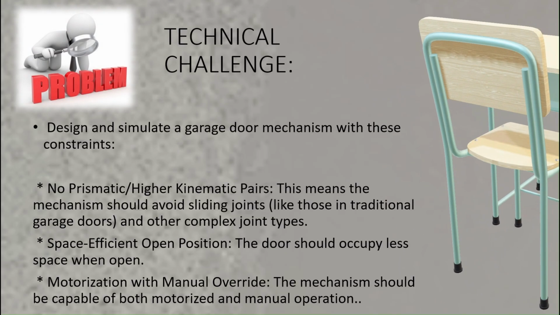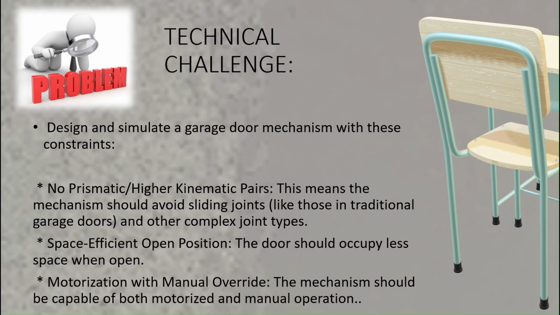Design and simulate a garage door mechanism with these constraints. No primitive higher kinematic pairs. This means the mechanism should avoid sliding joints like those in traditional garage doors and other complex joint types. Space efficient open position: the door should occupy less space when open. Motorization with manual override: the mechanism should be capable of both motorization and manual operation.